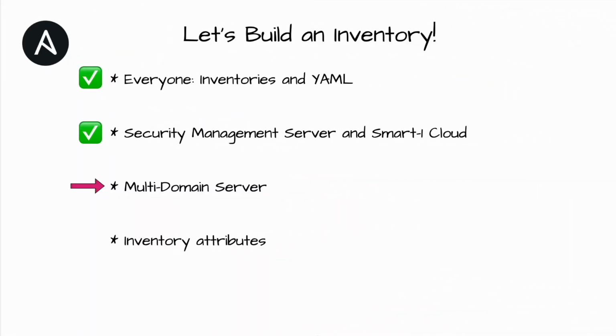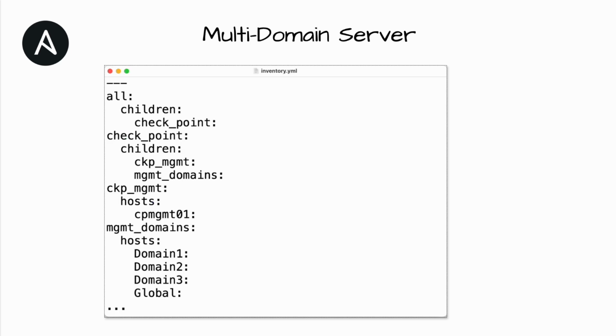Alright, hello MDS folks. This segment is all about you. Here's what your inventory should look like. I assume you sat in on that last segment for the security management folks. Similar to the security management server inventory earlier, you should have the checkpoint meta group defined in the same way, and you should have the management server group defined. In this case, it will be CKP_MGMT. For you, CPMGMT01 would represent your MDS server name.